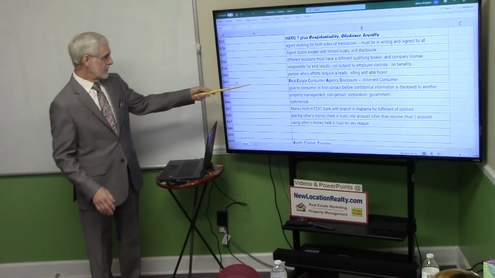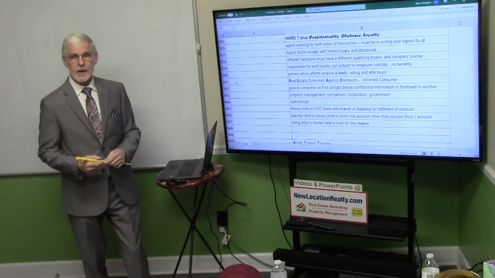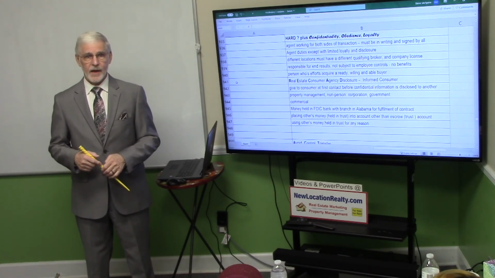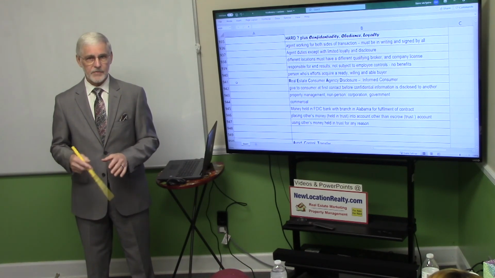And that's the RECAD form. First contact, before any confidential information is disclosed to another. All right, property management, non-person corporation, government, what is that? An exempt artificial entity. Artificial. That's what a non-person corporation or government is, an artificial entity.